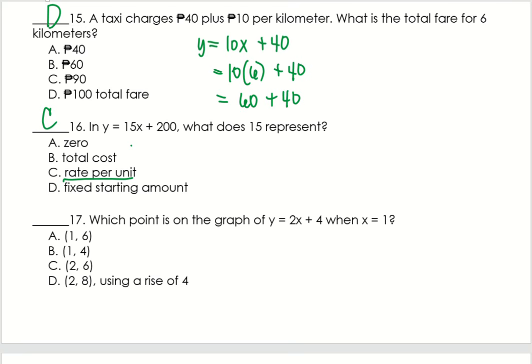17. Which point is on the graph y equals 2x plus 4 when x is equal to 1? So just change your x into 1. So 2 times 1 plus 4. We get 2 plus 4, which is equal to 6. Letter A.